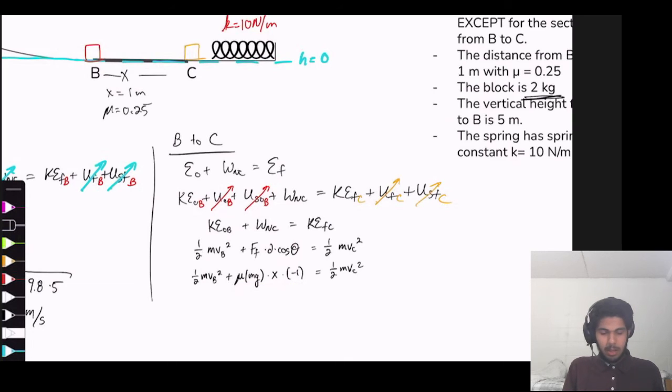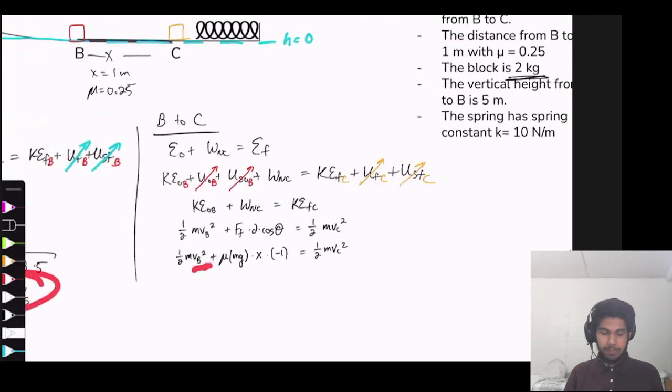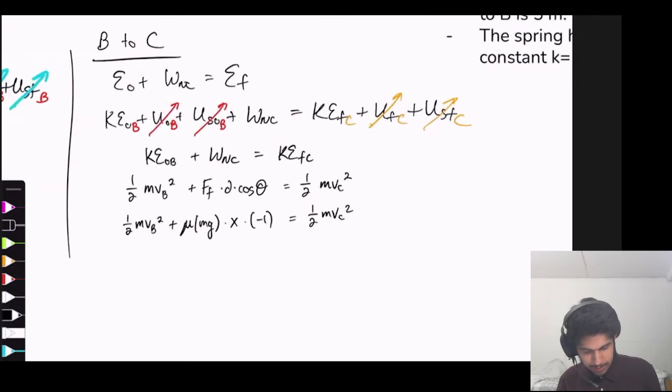Okay? And so what quantity should we try to solve for here? We have m, we have vB, we solved for that right here. So we're good there. We're given mu, we have m, we have g, we have x, that's given to us. We do not have vC, so perhaps we should try to solve for vC. Okay, so let's just simplify this a little bit further. We get 1/2 m vB squared minus mu mgx equals 1/2 m vC squared.